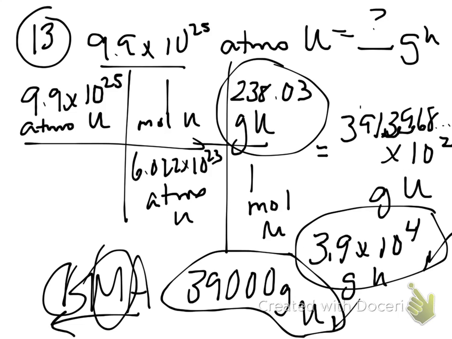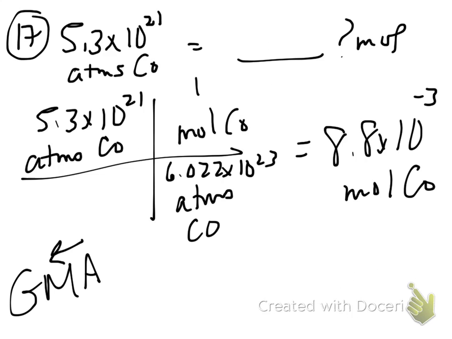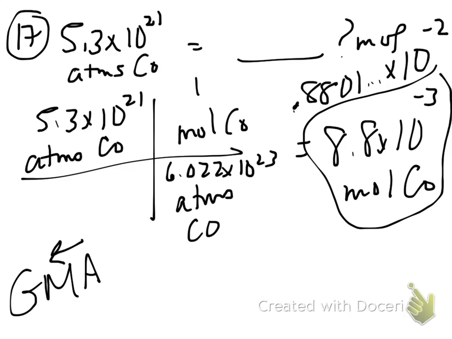Okay, let's go to the next one. So we've got our setup. Our raw answer was 0.8801, etc., times 10 to the negative second. So when you fix it all up, you end up with 8.8 times 10 to the negative third moles of cobalt. Any more questions on that one? Okay, if you missed that, do you see what your mistake was? Did anybody try to make that a 3-step out of a 2-step? That's really common. You've got to watch yourself. You've got to watch what the question's actually asking for.